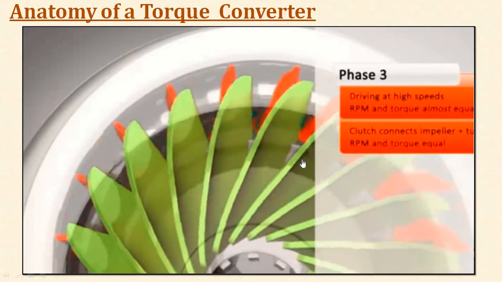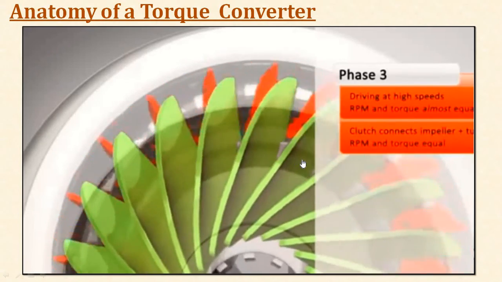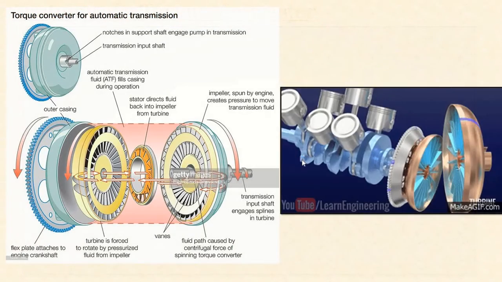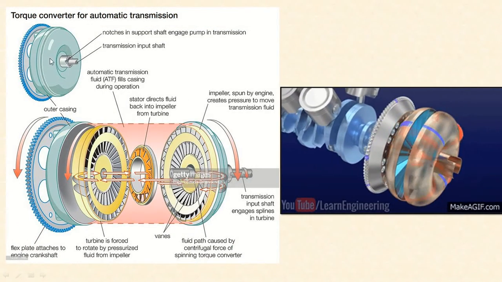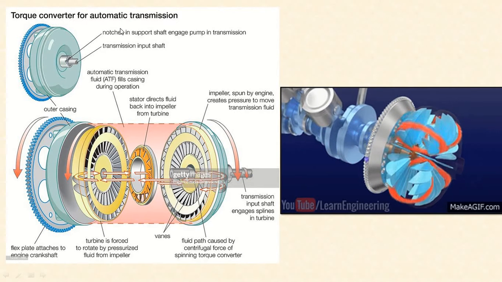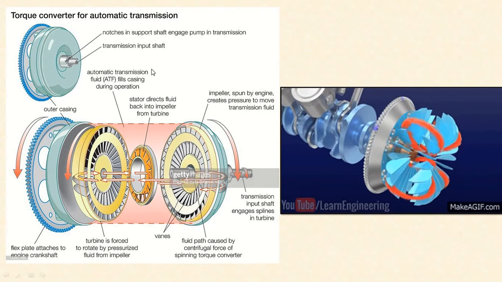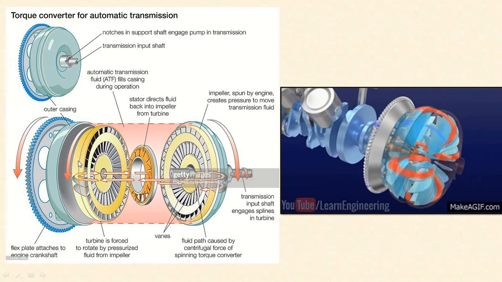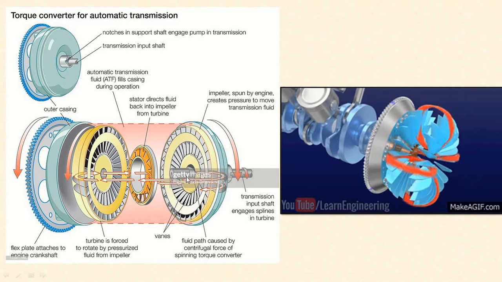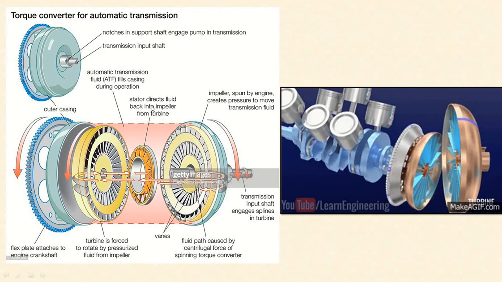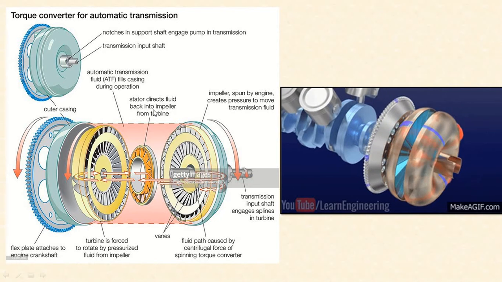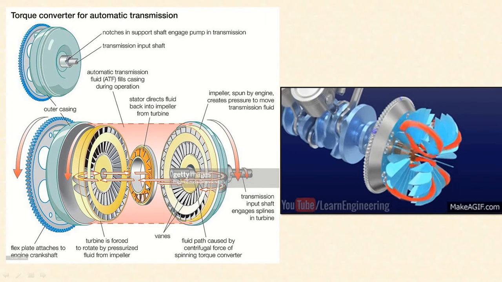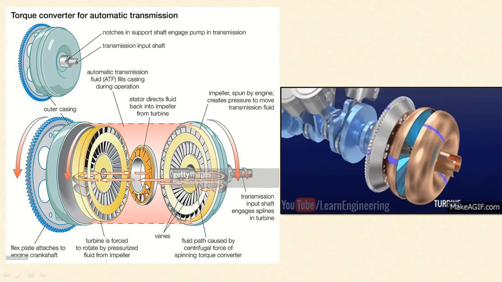And the clutch connects the impeller and turbine, with equal RPM and torque. Now in this figure we can see the torque converter and automatic transmission system, which we have already seen. The impeller is connected to the flywheel, the turbine is on the other side, and the middle portion, the stator, directs the fluid back to the impeller and turbine. So this process is going on continuously inside the torque converter.